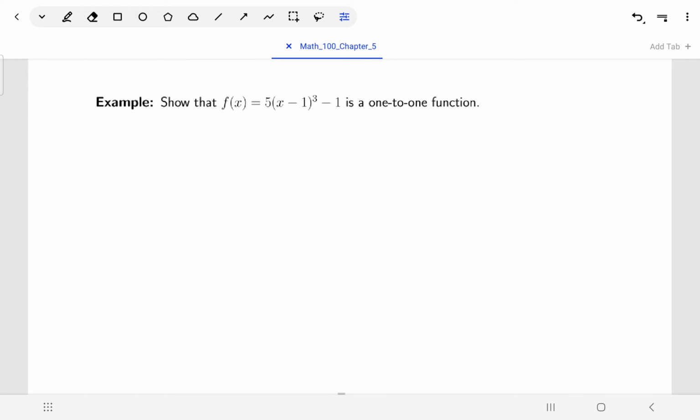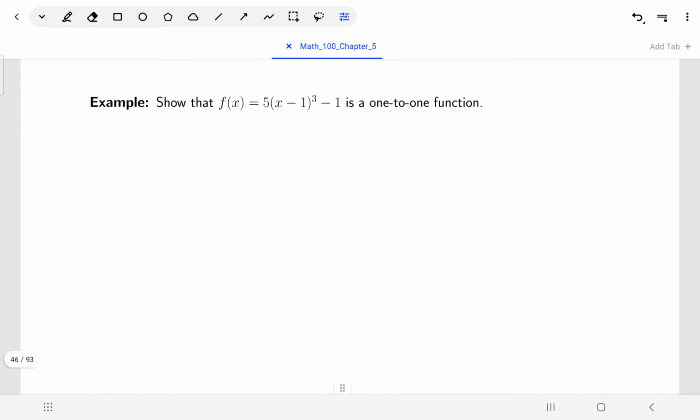So for this one, it's pretty obvious from what we remember from pre-calculus that this should be a one-to-one function, because we know what this should look like. It should look like an x cubed graph that's been moved to the right and vertically stretched and shifted downward by 1. And we probably have a nice intuition that, yes, it would certainly be a one-to-one function. But I want to be able to show this algebraically.